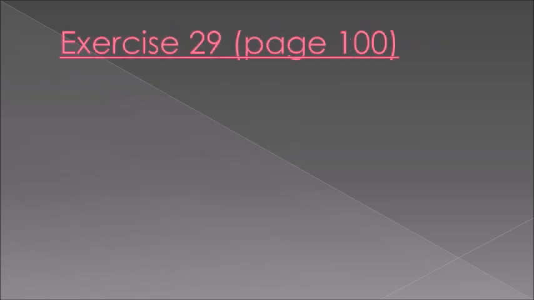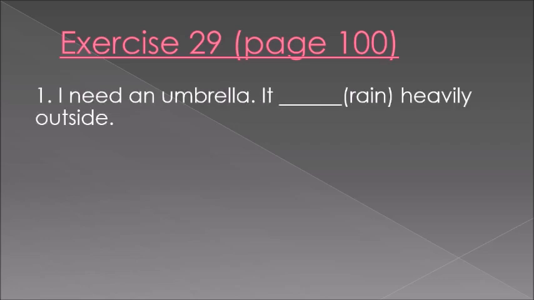Now, let's solve an exercise which is related to present continuous tense. It is on page number 100 of your grammar and usage book. Exercise number 29. In this exercise, you have to use present continuous tense. Now, the first sentence is, I need an umbrella. It dash rain heavily outside. Now, rain here is a verb. It is written in brackets. So, you have to change rain and you are going to use a helping verb with it.